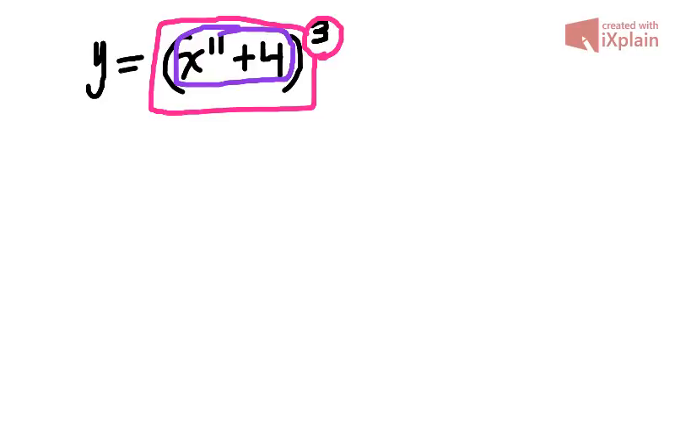So to differentiate this, we need to differentiate the outer function and multiply that by the derivative of the inner function. Or vice versa, we can differentiate the inner function first and multiply it by the derivative of the outer function. So let's get started.